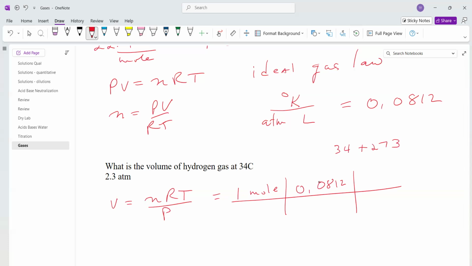Now I gave you 34 degrees Celsius. It needs to be in Kelvin. We're going to add 273 to that. Okay, so that's going to be the volume. Just a very simple substitution.